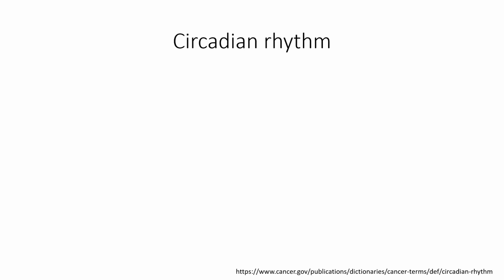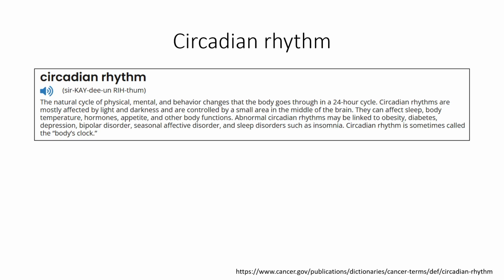So, yeah, and we also talked about circadian rhythm, which is a very important part of homeostasis because it is an extremely important natural cycle that all of us are regulated by. All of us live by our circadian rhythm. If it gets upset, we don't feel good, right? So it's a natural cycle of physical, mental, and behavioral changes that the body goes through in a 24-hour cycle. And these rhythms are mostly affected by light and darkness. And they're controlled by a small area in the brain.